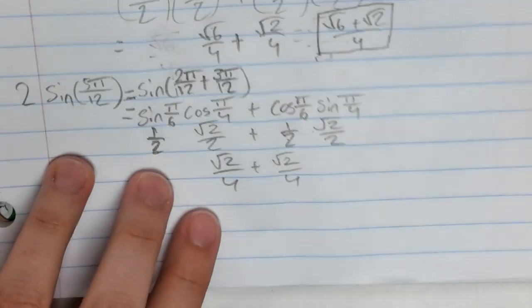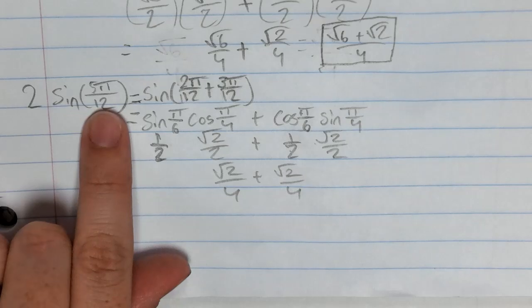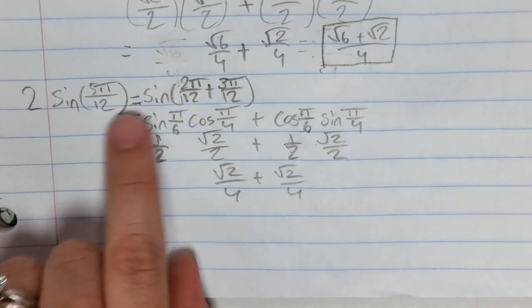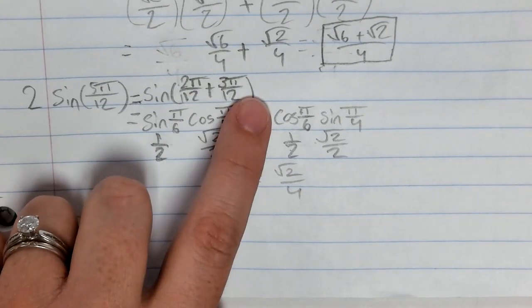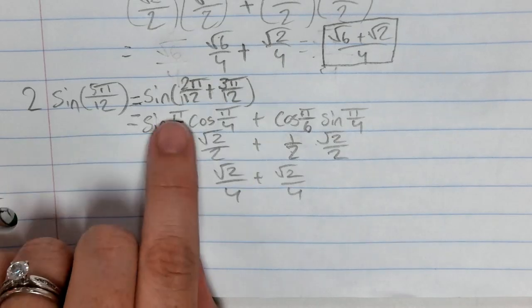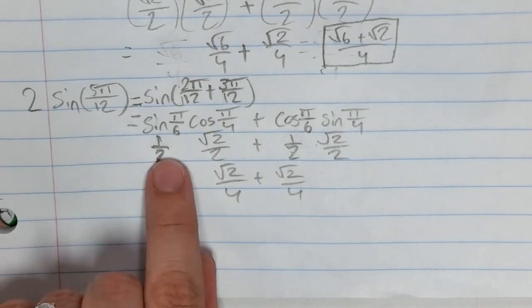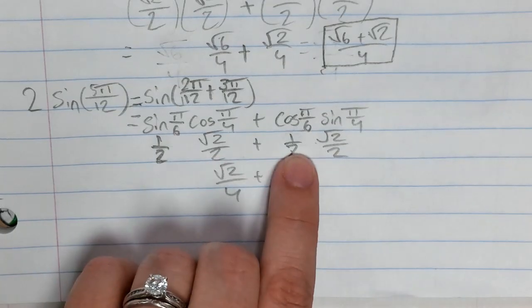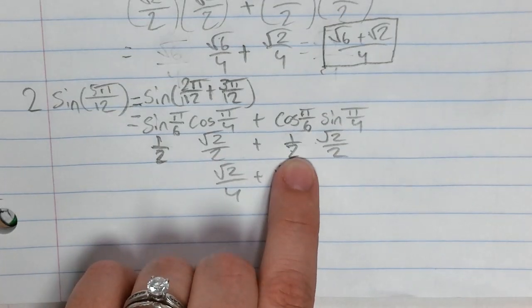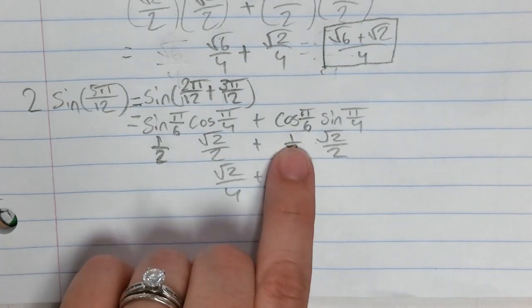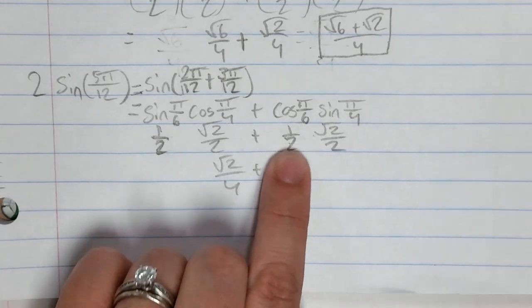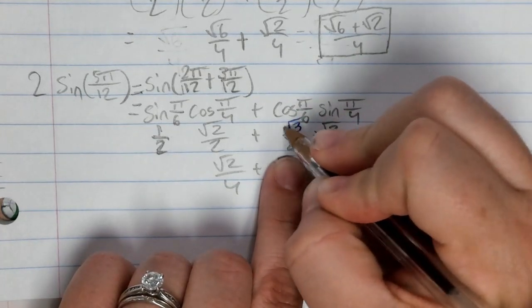All right, so this student did it with a sine sum identity and wrote 5 pi over 12 as 2 pi plus 3 pi. That's pi over 6. That's pi over 4. So it's sine, cos, sine. And then we got, yes, no. What should this one equal? The square root of 3 over 2.